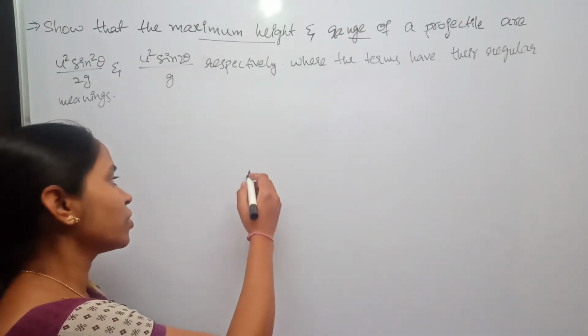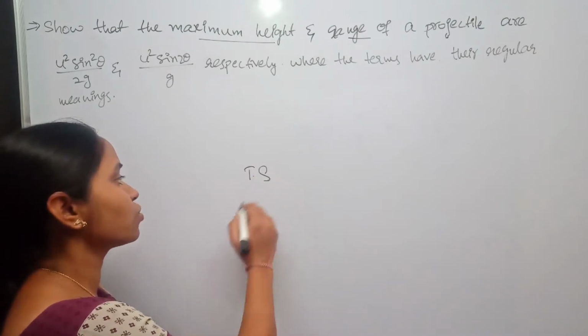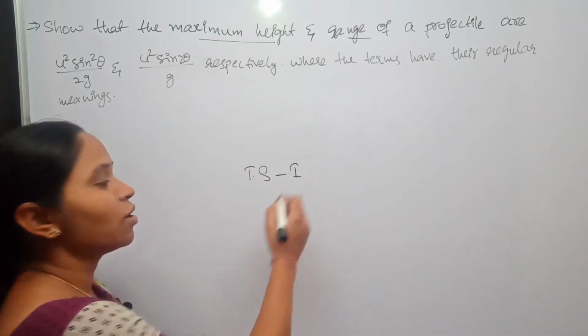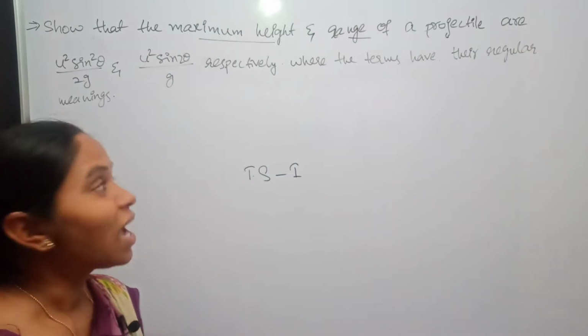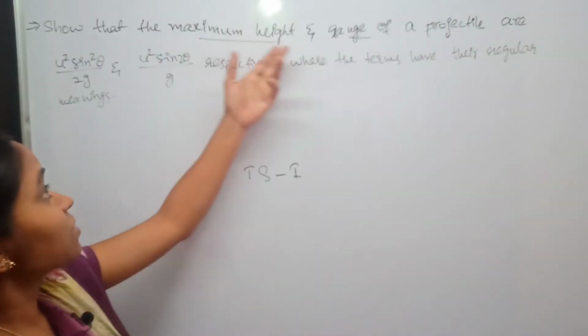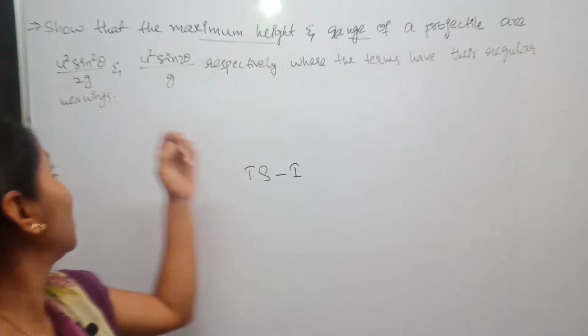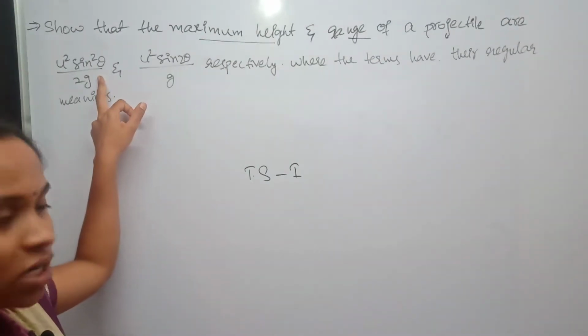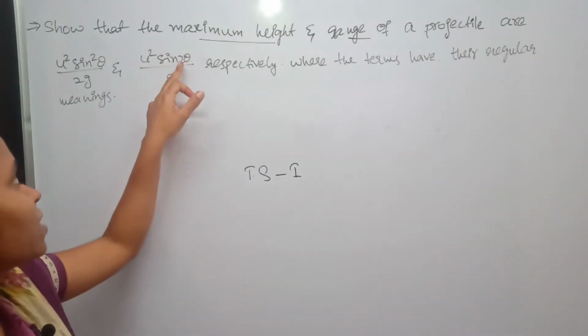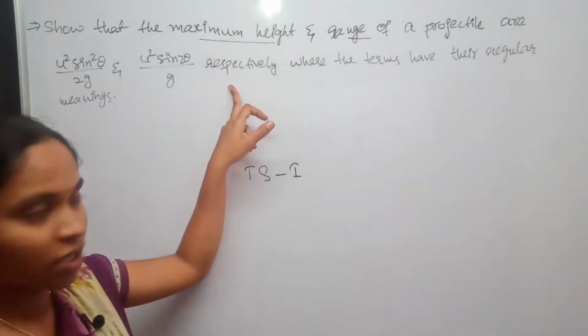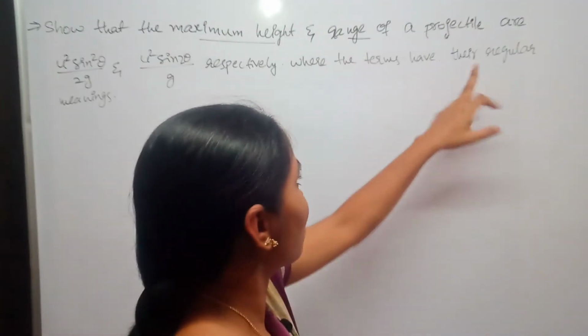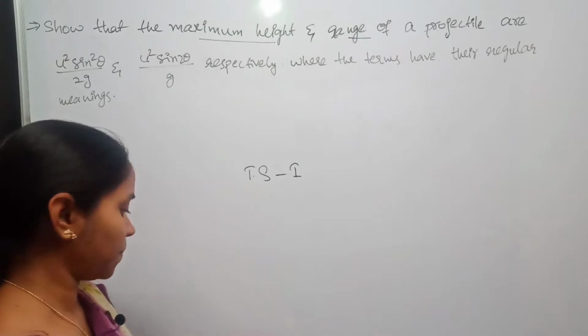In this lecture I am going to explain you one more important short answer question for your TS intermediate first year examination. And the question is, show that the maximum height and range of a projectile are u square sin square theta by 2g and u square sin 2 theta by g respectively, where the terms have their regular meanings.